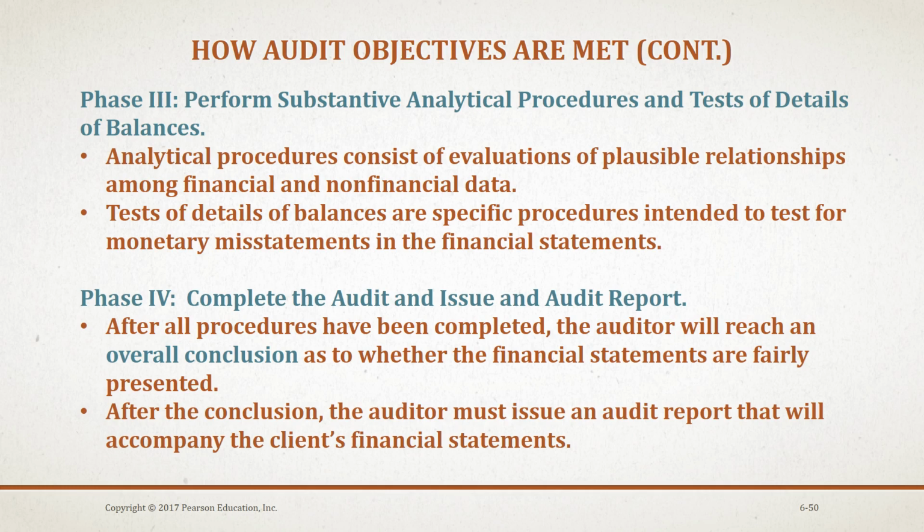Phase 4 involves completing the audit after we've gathered enough appropriate evidence and issuing an audit report. After all the procedures have been completed, the auditor will reach an overall conclusion as to whether the financial statements are fairly presented. After the conclusion, the auditor must issue an audit report that will accompany the client's financial statements. And as we saw in Chapter 3 of the text, that could either be the unmodified, the qualified, the disclaimer, or the adverse.